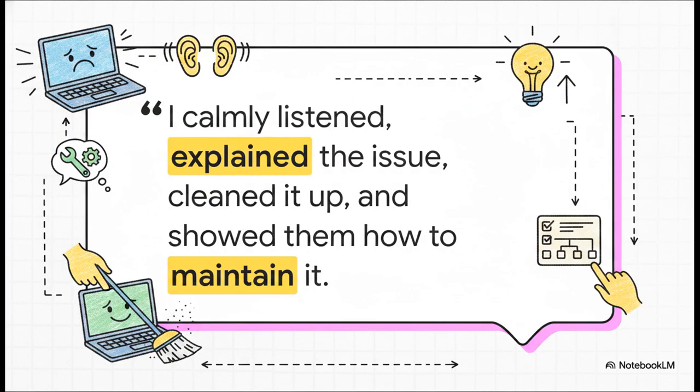Inevitably, you're going to be asked about dealing with a difficult user. Say a user is completely furious because their laptop is running incredibly slow. Try this approach. I calmly listened, which shows immediate de-escalation. I explained the issue, showing you don't talk down to them. Maybe it was just high CPU usage from startup programs. I cleaned it up and showed them how to maintain it. By offering patience and a little bit of training, you can literally turn a frustrated user into an appreciative, self-sufficient colleague.